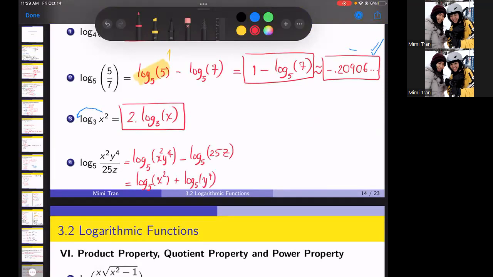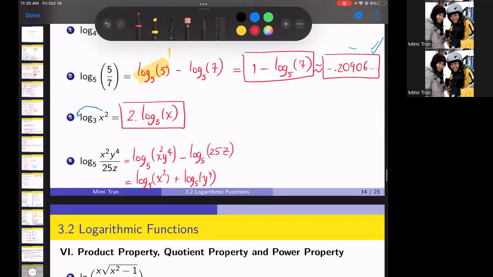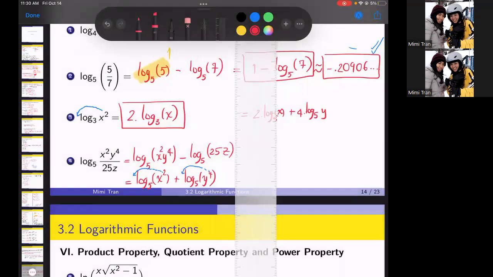Forget about this one for a moment. I'm just going to finish this. What rule should I use next? Power rule, right? Yes, thank you. Power rule. So I'm going to bring the 2 to the front, bring the 4 to the front, so that I have 2 times log base 5 of x, plus 4 times log base 5 of y. It's going to strip everything down to the bone. Finally, we're done with that log.